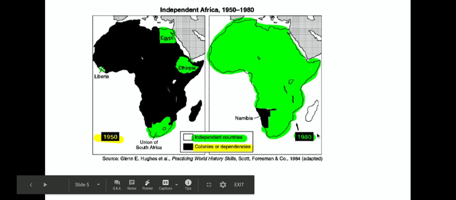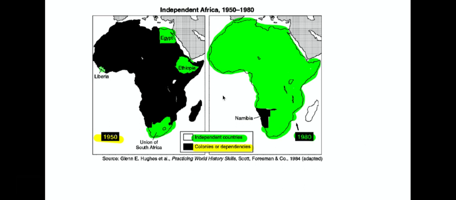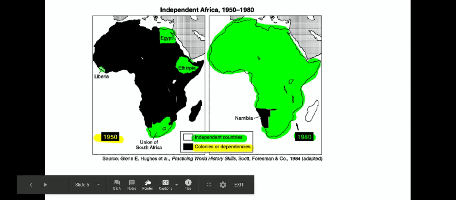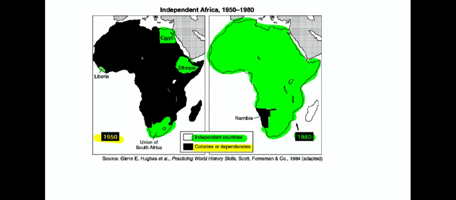Now, looking at these two maps, we notice one main difference. One has a lot of it blacked out, and one has a lot of it open. So it's important to look at our map key and look at what each of these things mean. So if it's white, it means it's an independent country. Now I labeled those green here, okay? If it's black, it's a colony or a dependency, meaning that they might have their independence, but they rely heavily economically on their mother country, in some examples, or they're a direct colony.